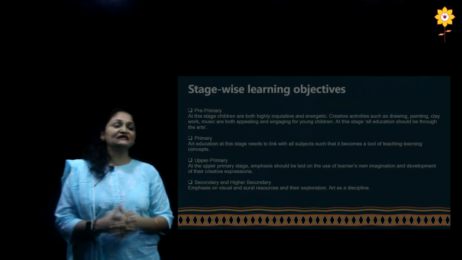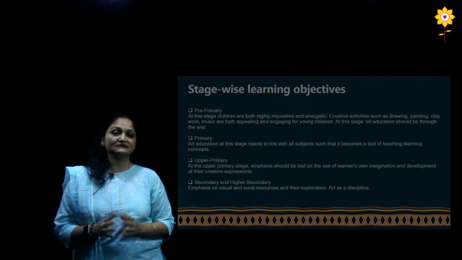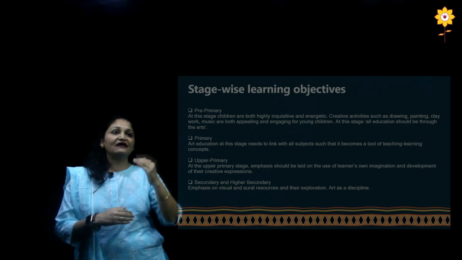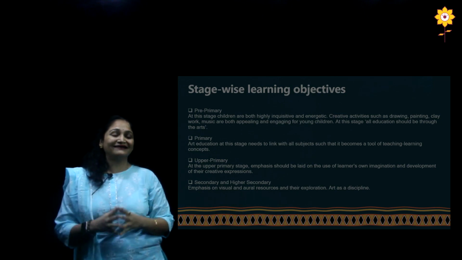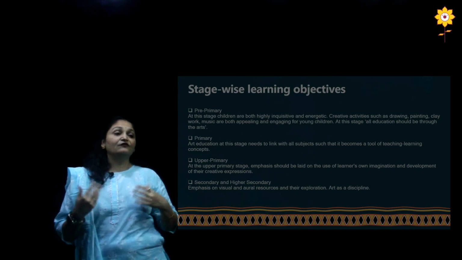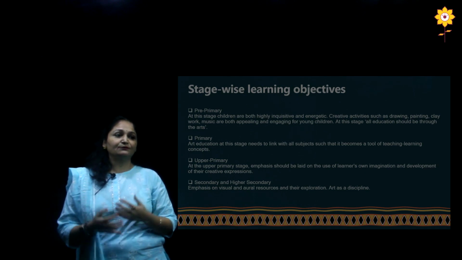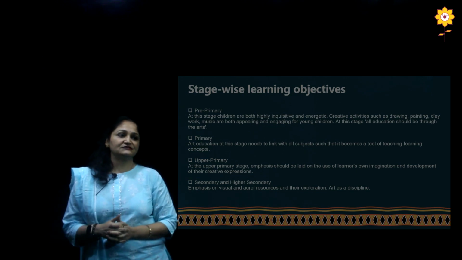There are stage-wise learning objectives which were given by NCERT and the Central Board of Secondary Education in 2019 for every stage: what should be the objective for the art integrated learning model in the pre-primary stage, and what the objectives are in primary, upper primary, secondary and higher secondary. So let's talk about the pre-primary stage.